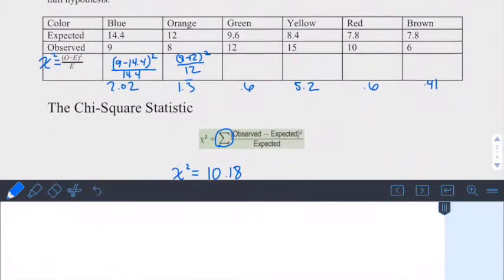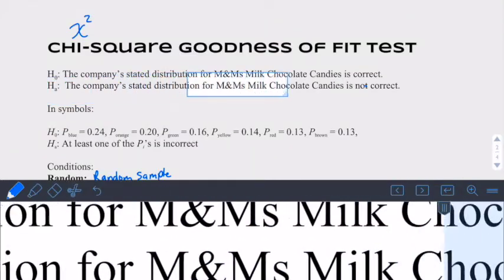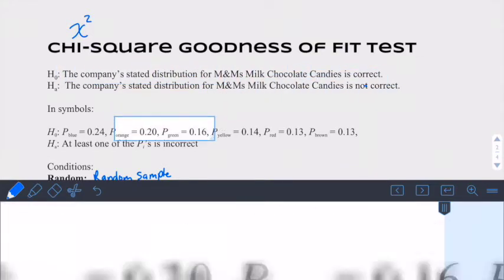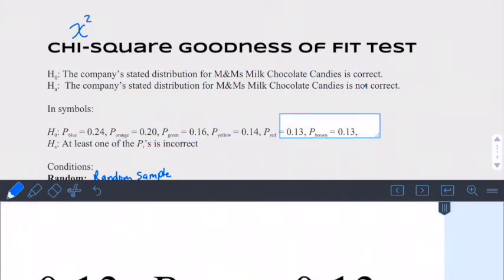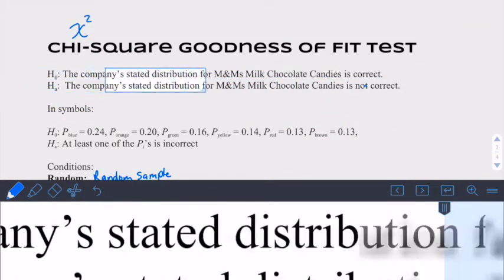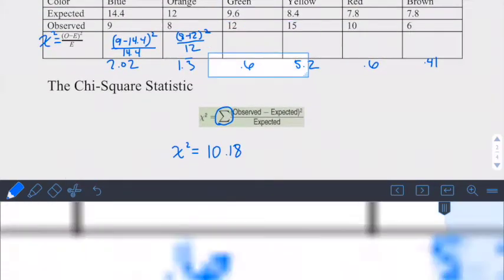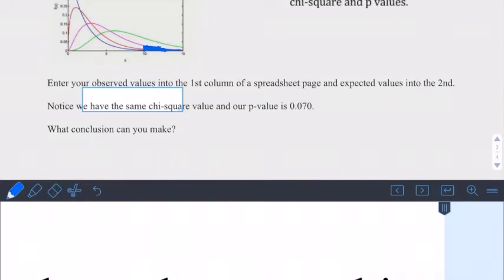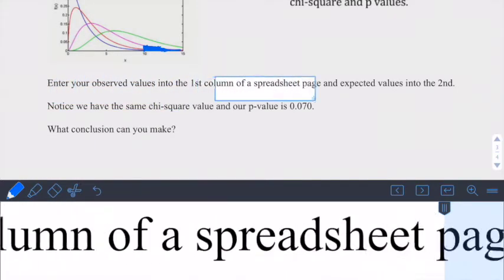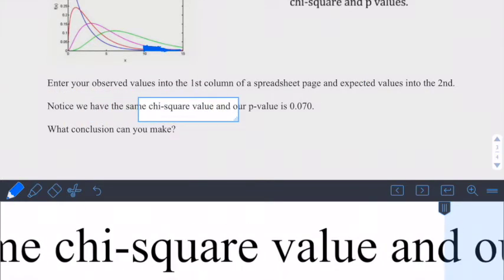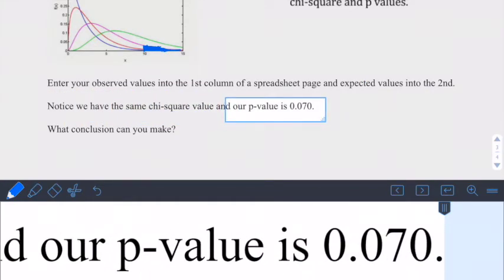So we cannot conclude that the company's stated distributions for M&Ms is not correct. We have a little bit of evidence saying that it's not quite these distributions based off of our sample, but there's not enough evidence for us to reject this null hypothesis. And remember, that one yellow one was the one that contributed the most. Okay, so now we're going to enter our observed values into one column and then our expected into a second, and then we'll run our chi-squared test and find the same p-value.